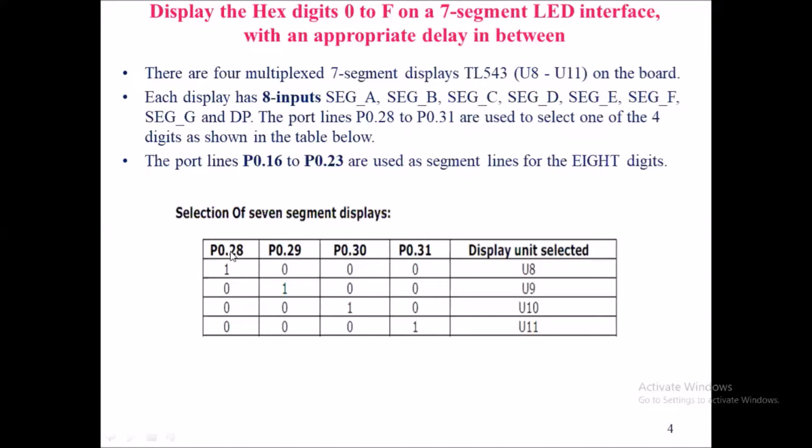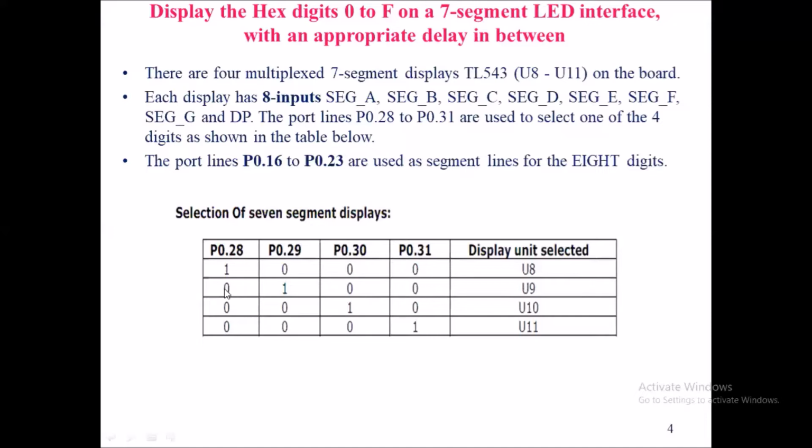So here you can see one is represented across the 28th pin in the first row, and all zeros are represented across the other port lines. Which means that here only unit 8 will be selected. So if you represent 1000, unit 8 will be selected.